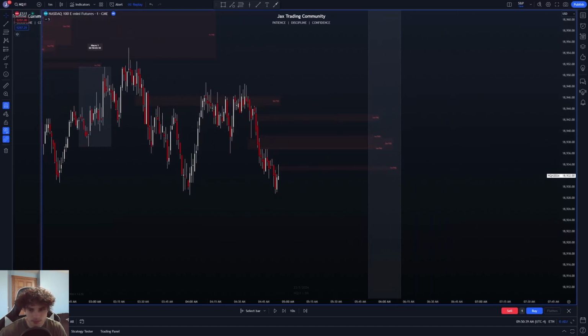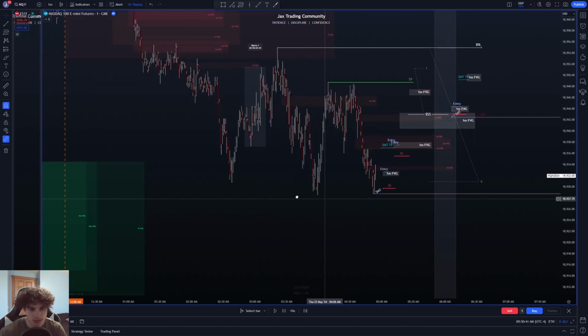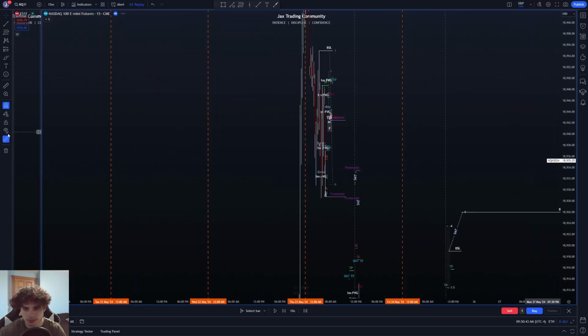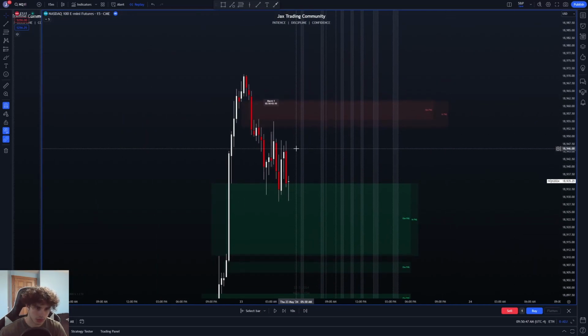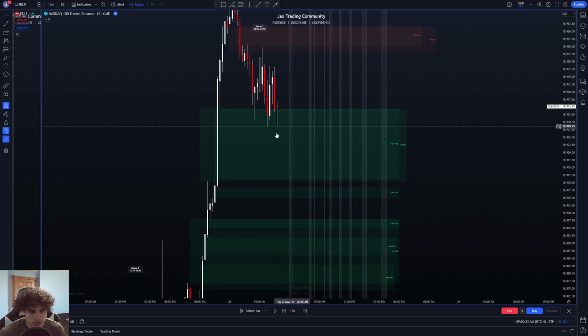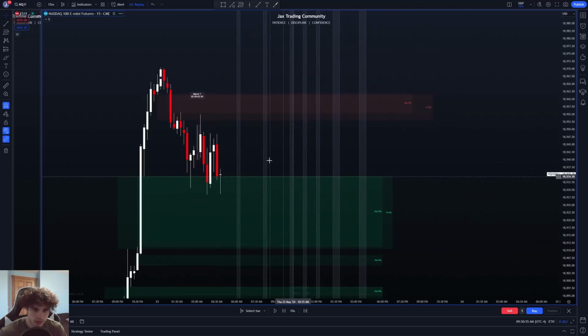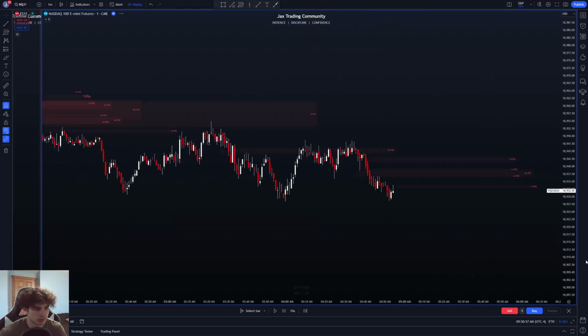So going into this, if we go to the 15-minute here, I do just want to see structure. So we are respecting off this 1 hour fair value gap, and it does look like we're heading down and we're heading into this 1 hour and 15-minute. So that's something to keep in mind.